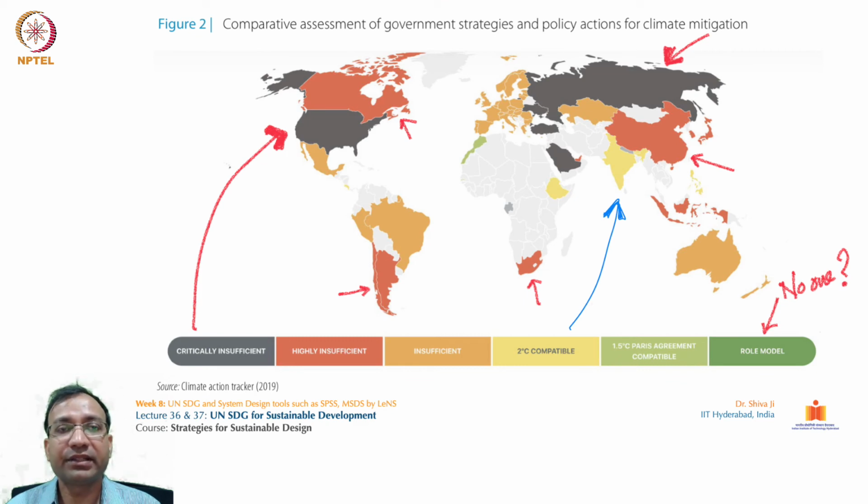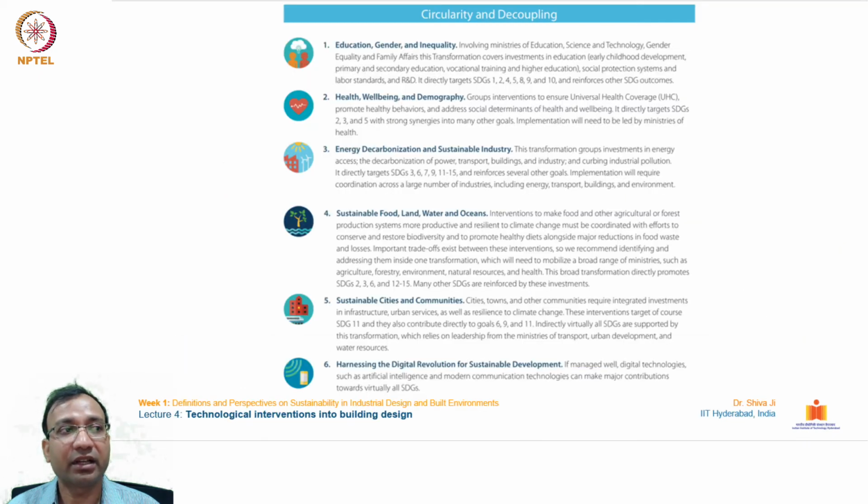In this slide, you can see a comparative assessment of government strategies and policy actions for climate mitigation. Here you can see which countries are putting in significant efforts, and which countries are not putting in the desired resources and inputs.